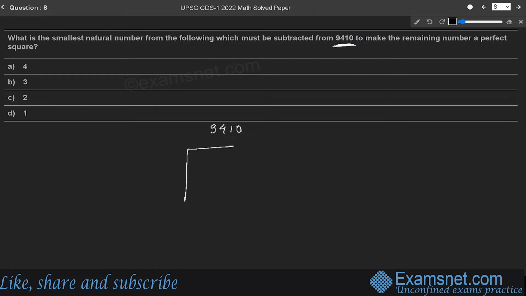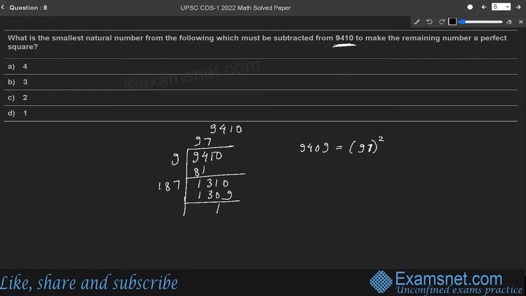So using the long division method here, it will be 81 and the remainder will be 1310 and here there will be 187. Now 187 into 7 is 1309. So the remainder will be 1. So the number should be 9409 because 9409 is the square of 97. 9409 is the number having a perfect square.